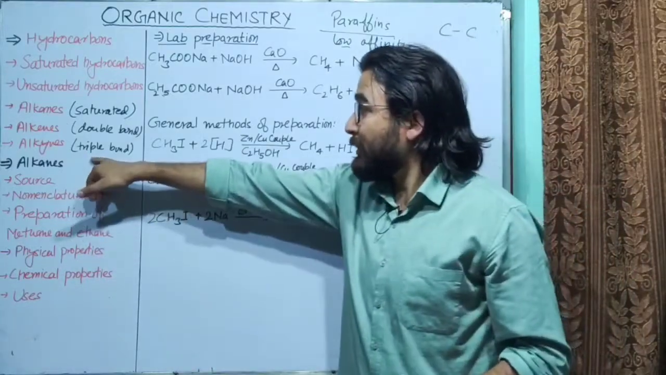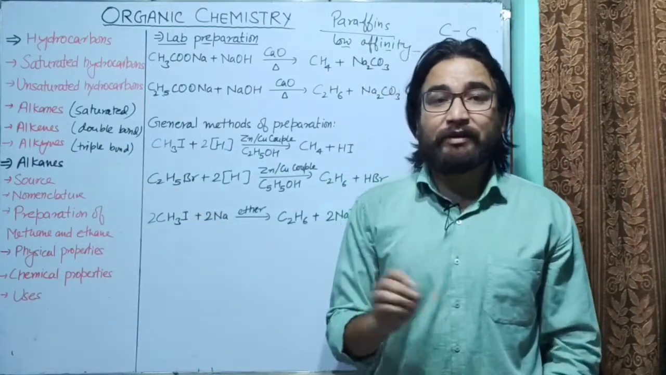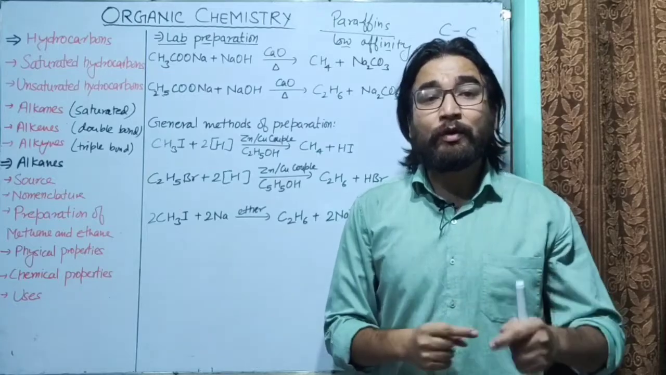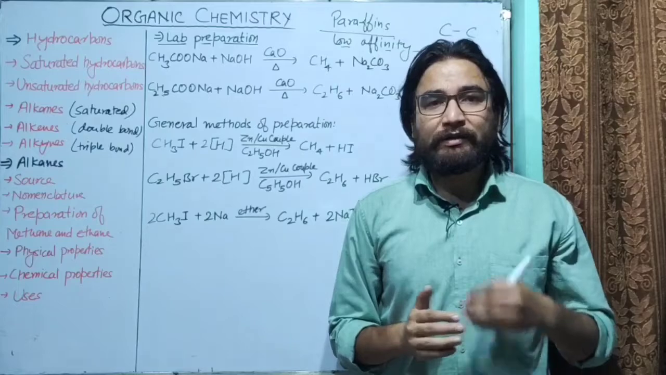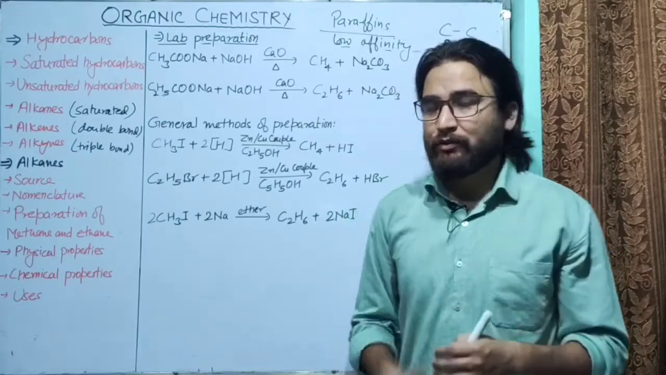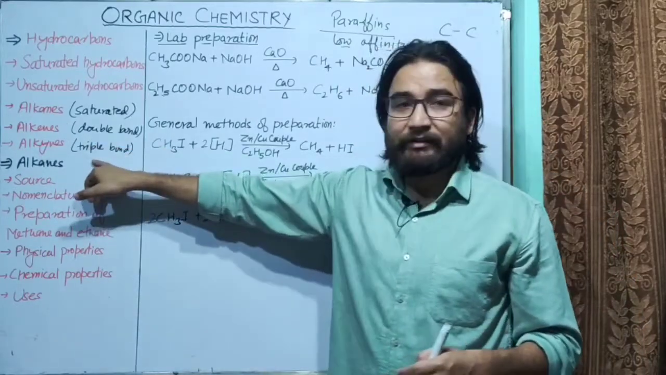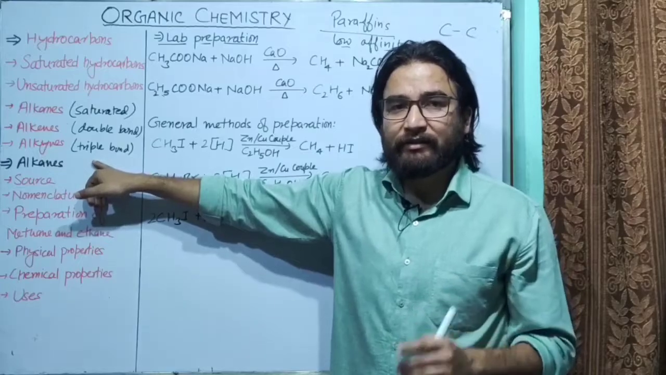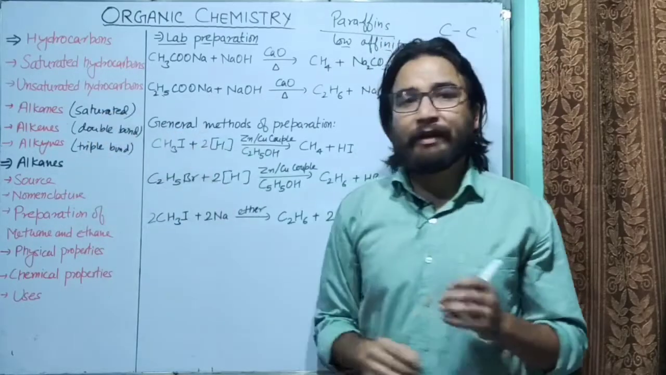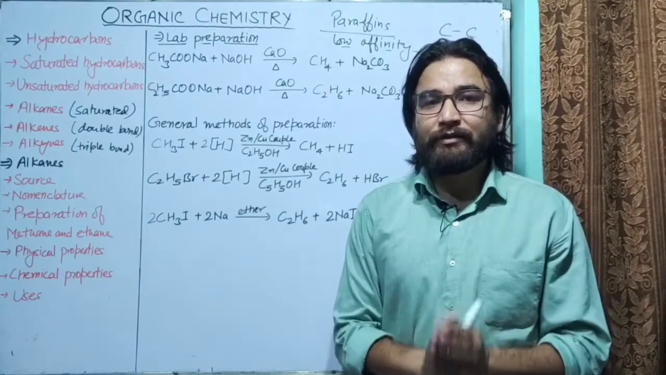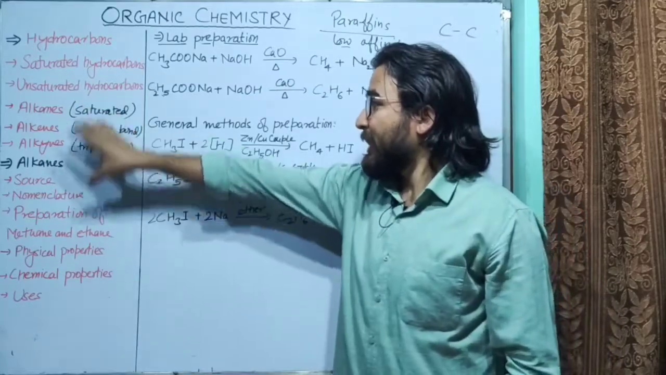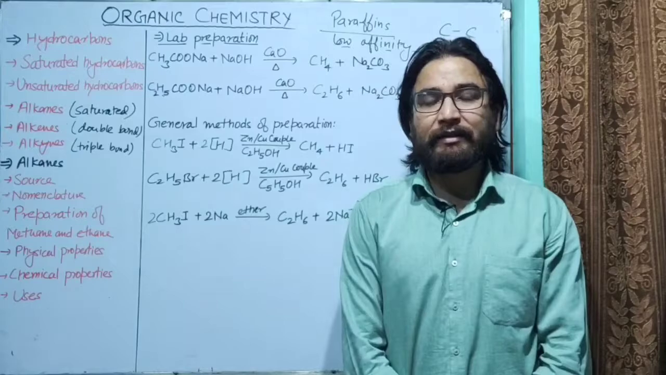While if we talk about alkenes and alkynes, because there is a double bond or triple bond between carbon atoms, they can easily undergo addition reaction. Alkenes and alkynes can have addition reactions, but alkanes cannot have addition reaction. So I hope you have understood the difference between the chemical reactivity of alkanes and alkynes.